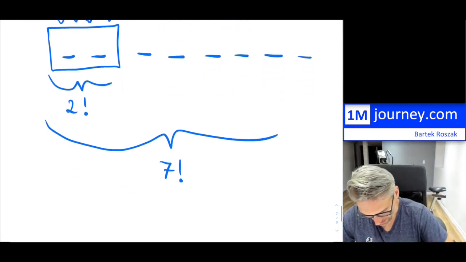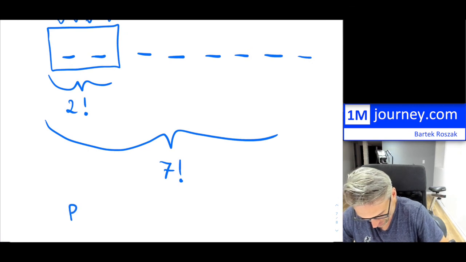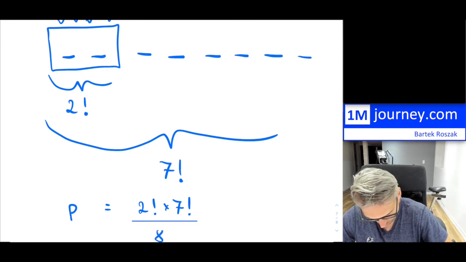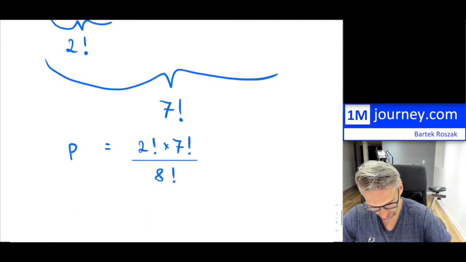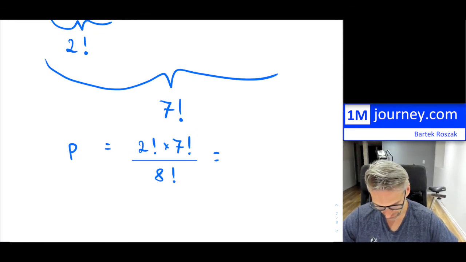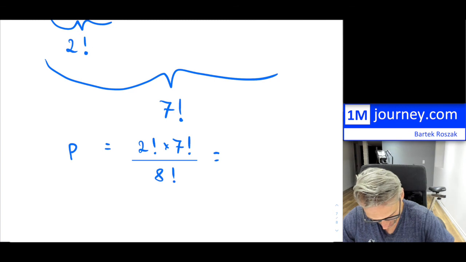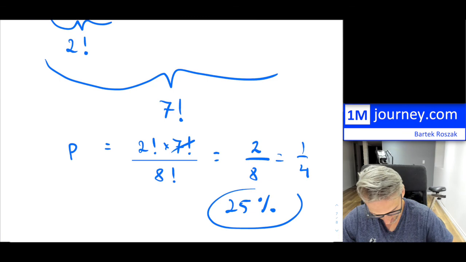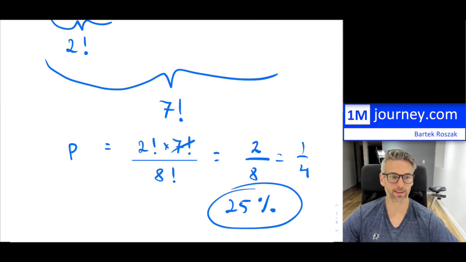So the probability will be equal to 2 factorial multiplied by 7 factorial divided by the total, which is 8 factorial. That's what we will actually have. And this is going to be 7 factorial cancelling, so it's just 2 over 8, which is a quarter, so 25%. That's the probability that they're going to be side by side.